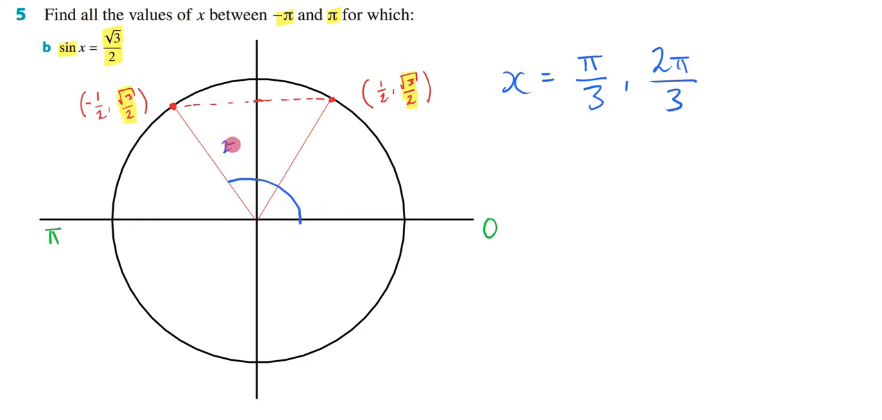So this is 2 pi on 3. Both of these exist between 0 and pi. I have no solutions in my 0 to negative pi region, so it doesn't really matter. So at the end of the day, these are going to be my answers. X is going to be pi on 3 and 2 pi on 3.